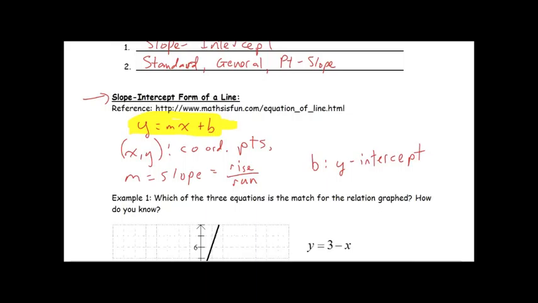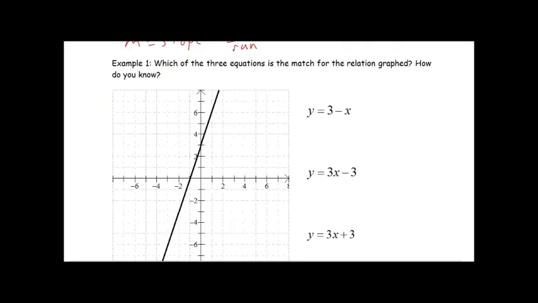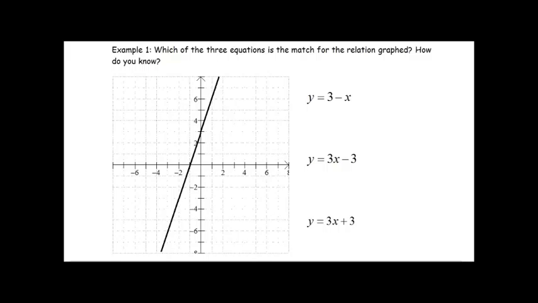Okay, so if we scroll down to example number 1 here, which of these three equations is the match for the relation graphed? How do you know? Okay, so our focus here is to use points to match equations with their graph. So I'm going to pick a point on this graph, and I'm just going to try it in each of these equations. Okay, so I'm going to look at the point 1, 6. So x is 1 and y is 6. And I'm pretty much just going to ask, hey, do they work? Does that point work in each equation?